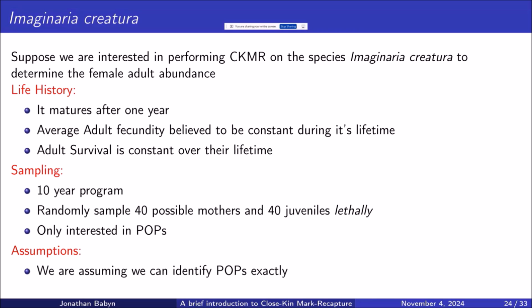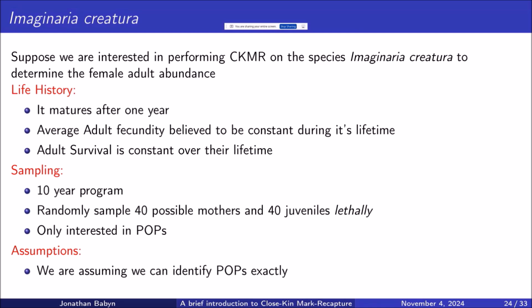And so its life history is that it matures after only 1 year, and it's just guaranteed to mature after 1 year. And the average adult fecundity is believed to be constant during its lifetime, as well as the adult survival is also believed to be constant over its lifetime.